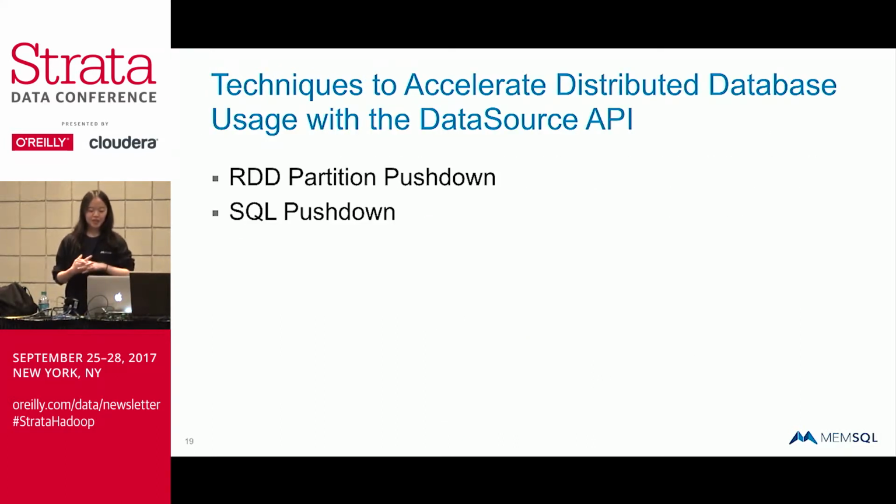So now I've talked about the basic steps to implement a data source API, from it being parsed by the Spark SQL parser as a logical node, to its conversion to a physical node, to its execution to actually retrieve the data. Now I'll talk about two techniques to improve your data source connector for distributed databases. The first technique is called RDD Partition Pushdown, and the second is SQL Pushdown.